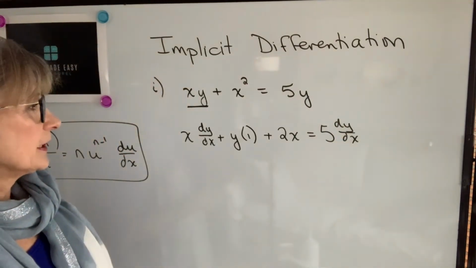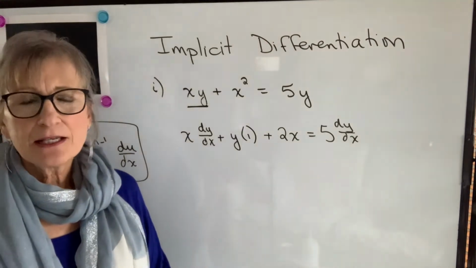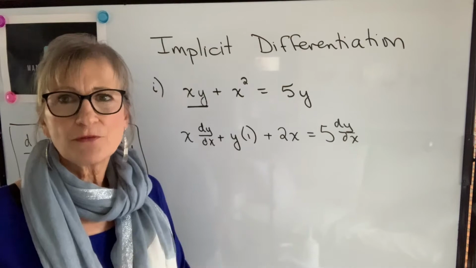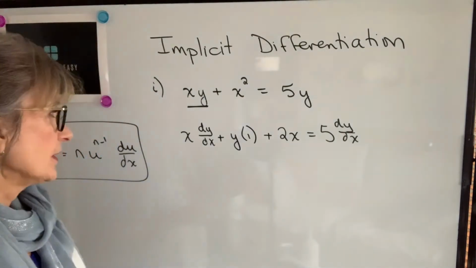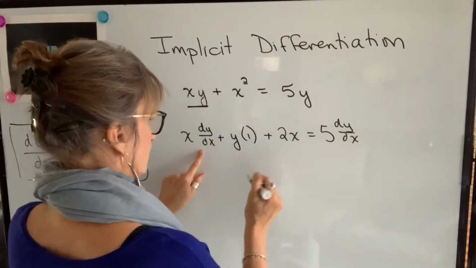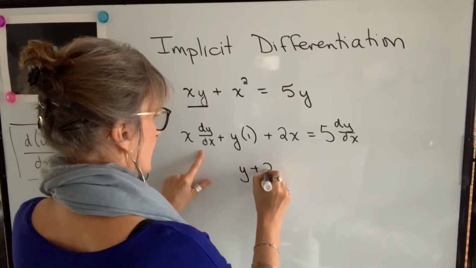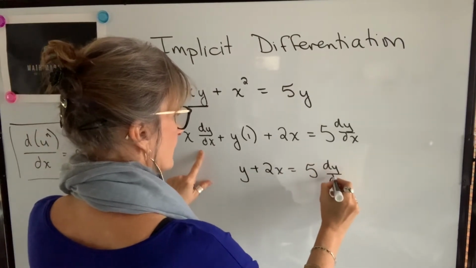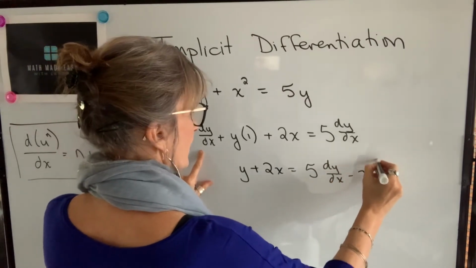So now you want to get all the terms containing dy dx on one side, and choose to move your terms so that you have the fewest number of negatives as possible. So I'm going to move this term to that side. So y plus 2x stays here, and I will have 5 dy dx minus x dy dx.